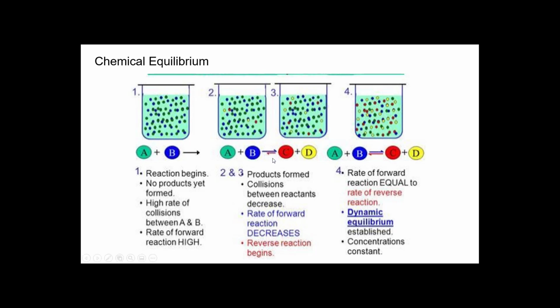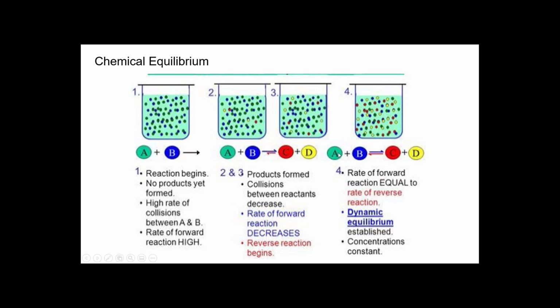Now, as it starts going, you see there's a little tiny arrow here, and that's because now we've produced some product. Not a lot of product, but some product in here. Enough of that product is coming together and colliding that it's forming just a little small arrow that's showing that a small amount is going back into the reactant side. So products form, collisions between reactants decrease. Rate of forward reaction starts decreasing. Reverse reaction begins. So now, as we're starting to use more and more of the reactants, they're decreasing on this side. And this arrow that's showing the forward reaction is starting to slow down, while this one, the reverse, is starting to pick up.